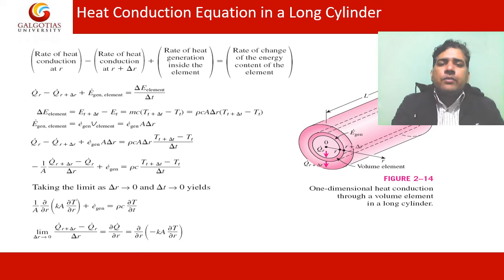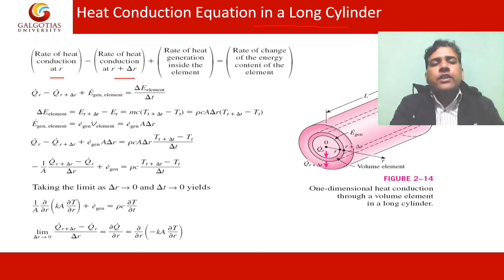Next is the heat conduction equation in the long cylinder. Again the heat conduction equation will be derived in the similar way that it was derived for the plane wall. Only the change will be the heat conduction at r and at r plus delta r. Since it is a cylinder, in the cylindrical coordinates the coordinates are expressed in terms of r, theta and L. Since it is one dimensional, we are deriving only in one dimension.